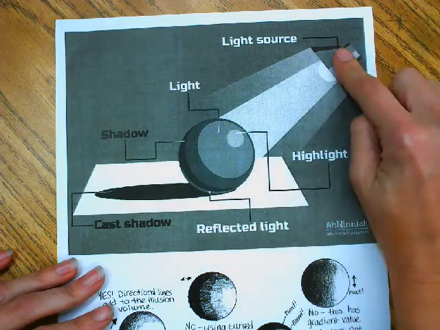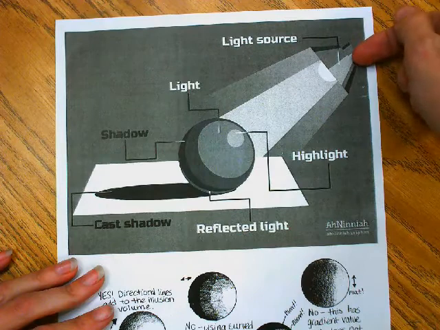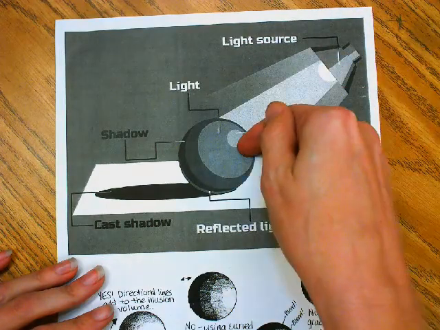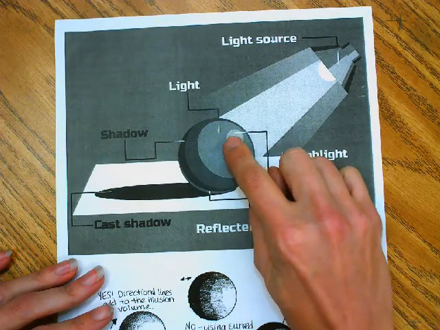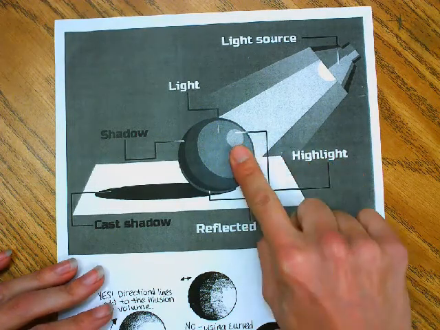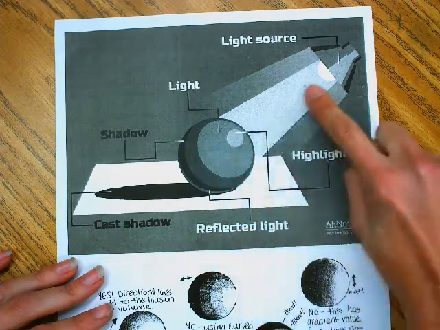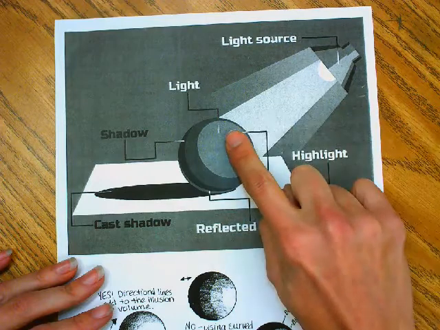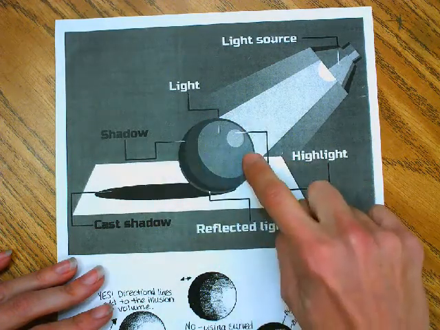We have a light source. The light is shining from up here in our top right corner onto our sphere. This lightest part closest to our light source is the first principle of shading, and that's called the highlight. It's always the lightest part, and it's always closest to the light source. Notice that our highlight is round, just like our sphere.